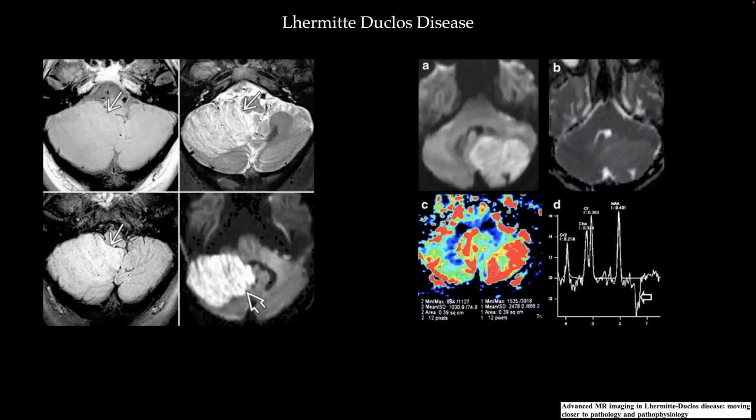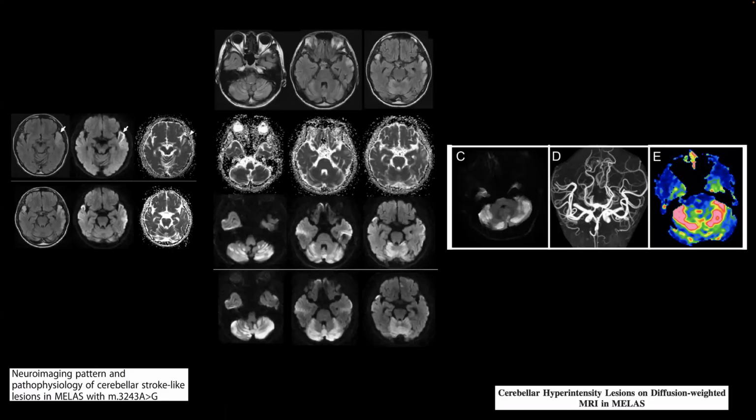Lhermitte-Duclos, it is not the age group, and also the changes are not typical of a dysplastic appearance of the cerebellum, but this was just an imaging differential. At this point, I'll open the case for further discussion.